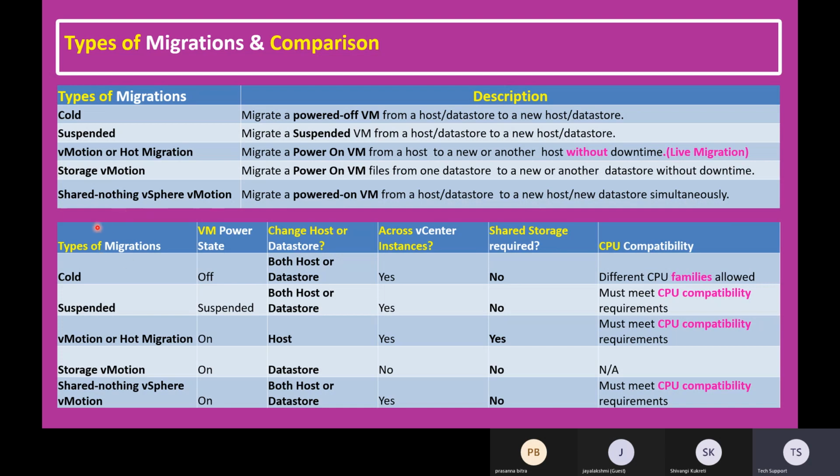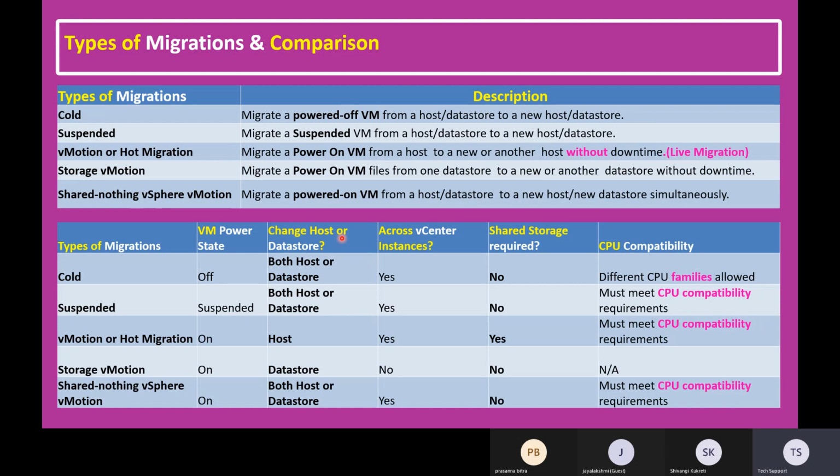Now try to understand some additional comparison between all these migrations. So cold, suspended, vMotion, storage vMotion, and shared nothing. We have 5 migrations, and I have entered all 5 here again. Understand the virtual machine state. Cold means the VM is in a power off state. Suspend means the VM is in a suspended state, and for the remaining three, vMotion, storage vMotion, and also shared nothing vSphere vMotion, the virtual machine is in a power on state.